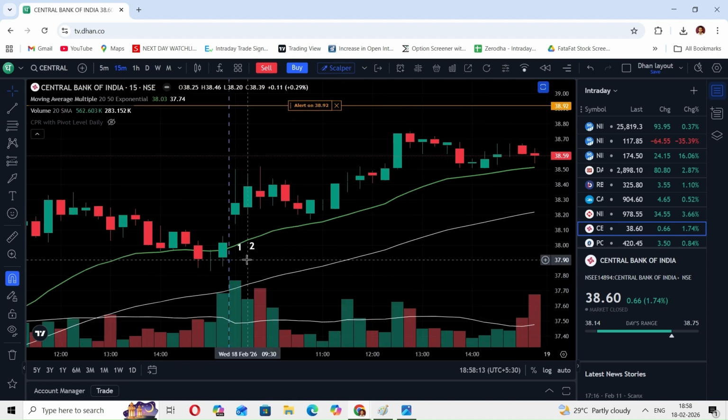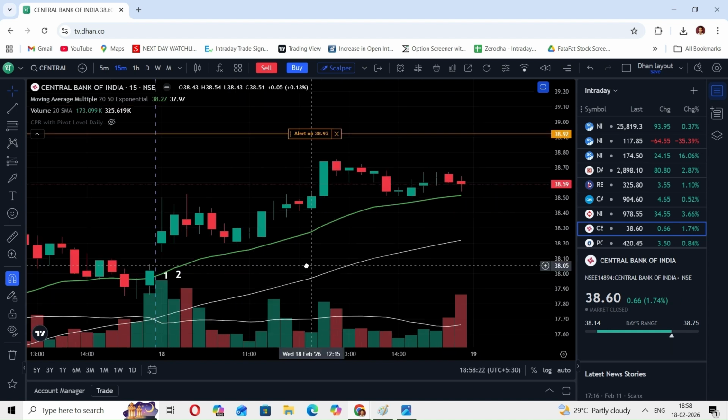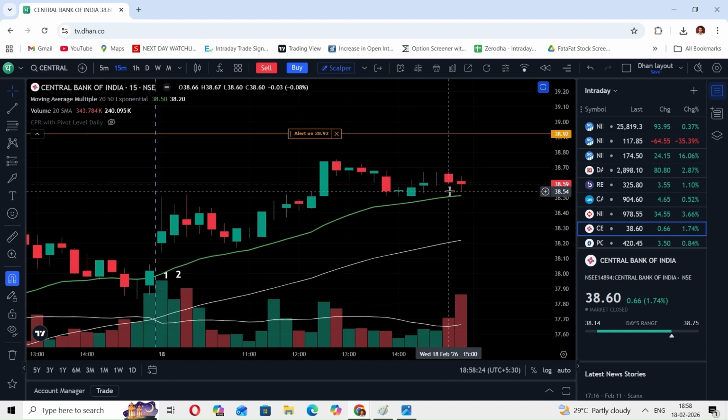This was my next trade. First candle, second candle, inside candle setup formed. 20-50 MA trending up. Took a trade at high of this candle. Low was my stop loss. This trade also I closed in a small profit at the end of the day. Fine.